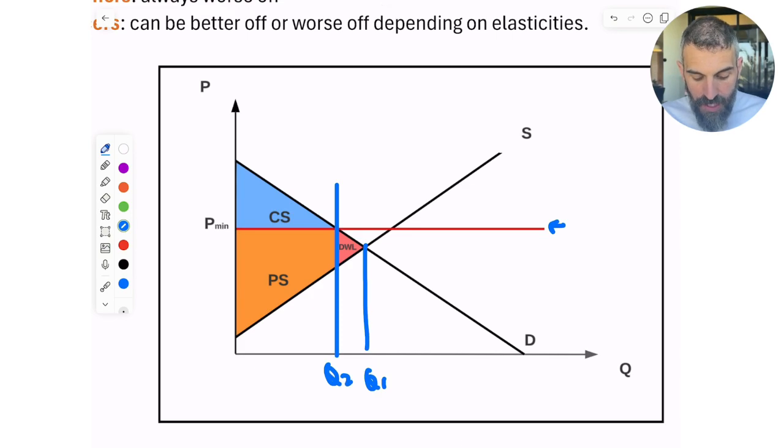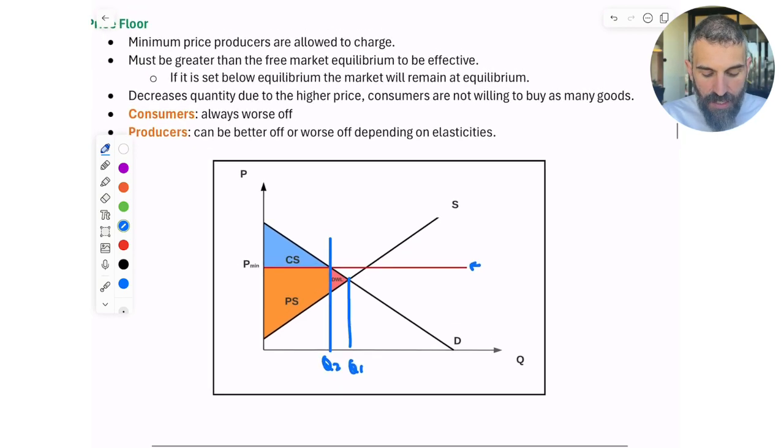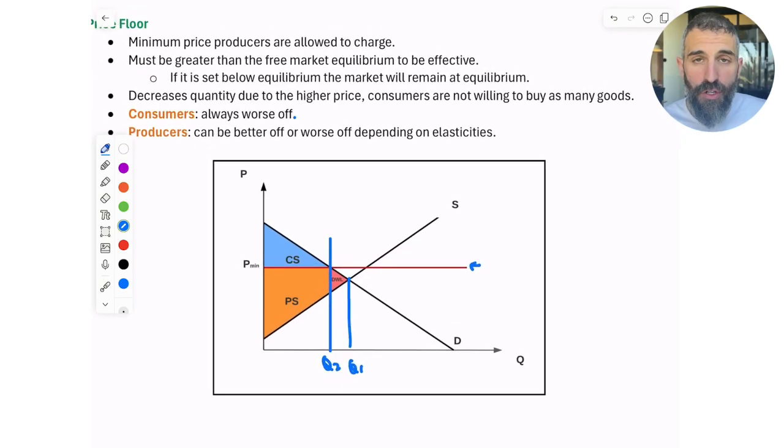And as a result, you see that the consumer surplus gets smaller. The producer's surplus could get smaller or larger, it really depends, and then you have a deadweight loss. So this is all kind of summarized here. The consumers are always worse off as a result of a price floor because they're paying more and they're getting less. Producers can be better off, but they can also be worse off. That really depends on the elasticity.